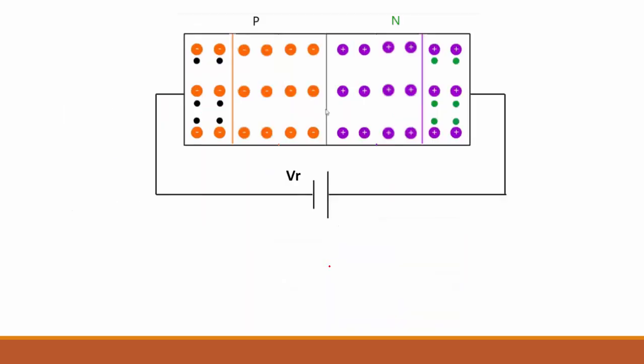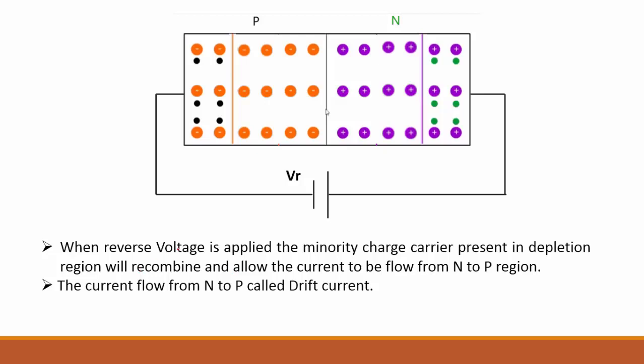and due to this current flow, that is called drift current. When a reverse voltage is applied, the minority charge carriers present in the depletion region will recombine and allow the current to flow from N-type to P-type, because electrons are the minority charge carriers over here. So electrons move in this direction. The current will always flow from the N to the P region. That's why the current flows from N to P region, and that flows due to the minority charge carriers.